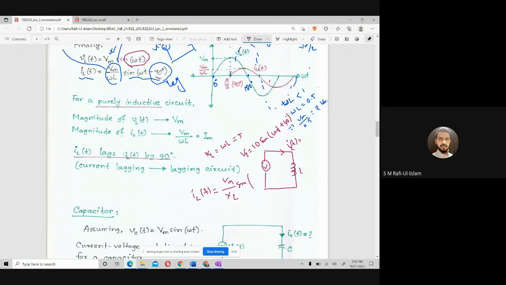So I already have omega t plus 40 degrees. So I will just write omega t plus 40 degrees because it was already there, and then it will lag by 90 degrees. So for my case, Vm equals 10. This is 10 divided by the XL value, which is 5. Then I'll write down sine omega t minus how much? Minus 50 degrees.